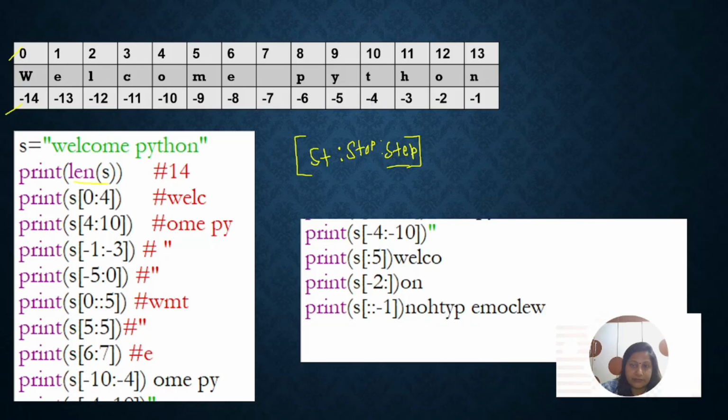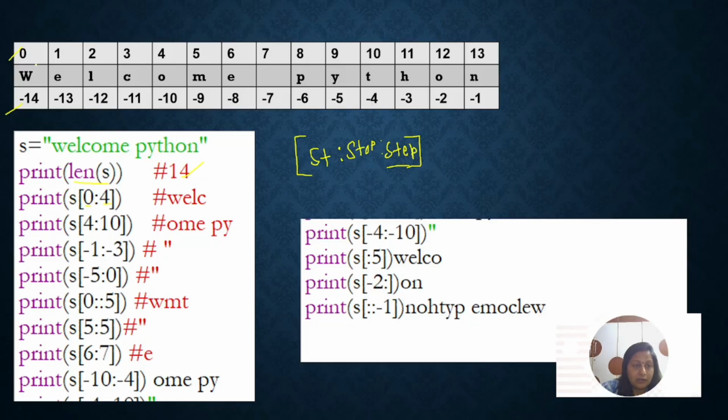Now the first one I'm creating, print of len of s. What is the meaning of the len function? The len function returns the length of the string. So it is 14. Next one, s of 0, this is the starting position, with one colon only, then the stop position is 4. You can see the output, WELC.